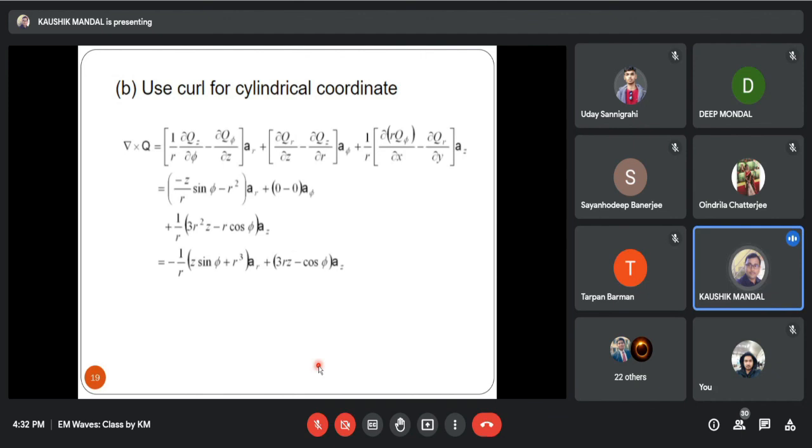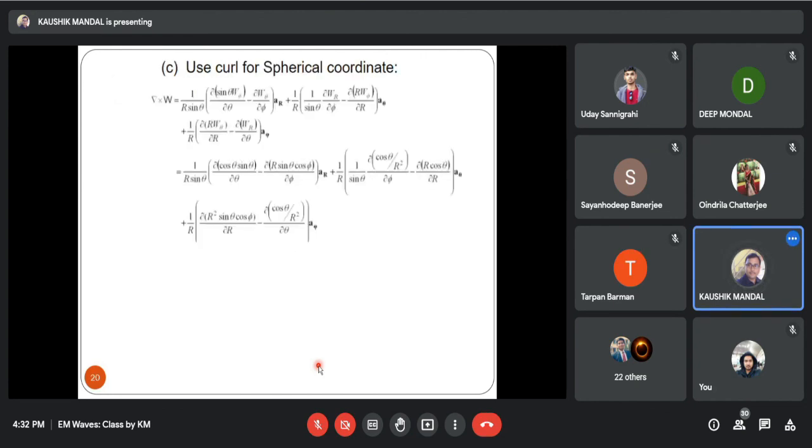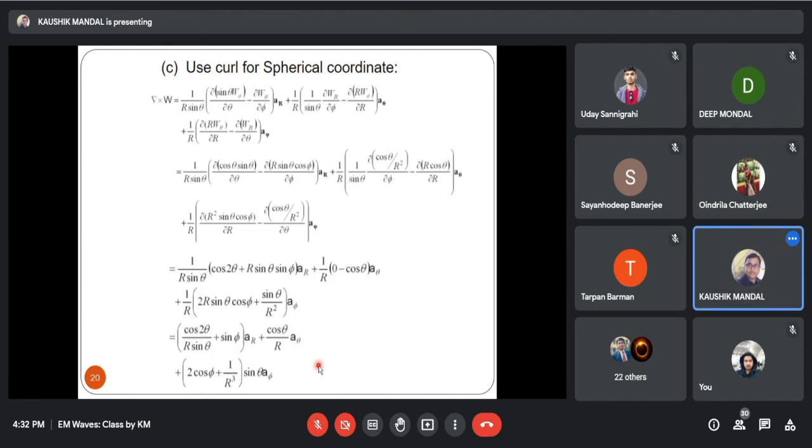Similarly, for the second one, you have to use the cylindrical coordinate equations and solve it. Next one, you have to solve using the spherical coordinate equations. I'm not going to discuss the calculation part. You should check it.